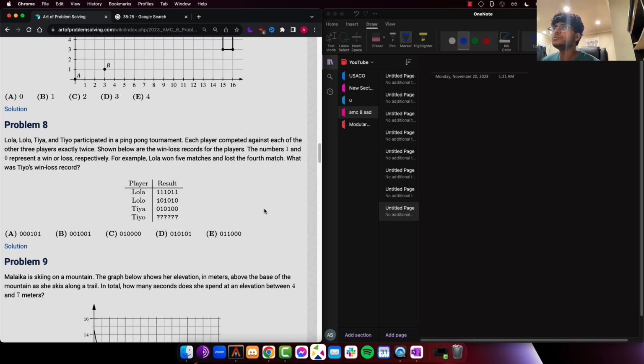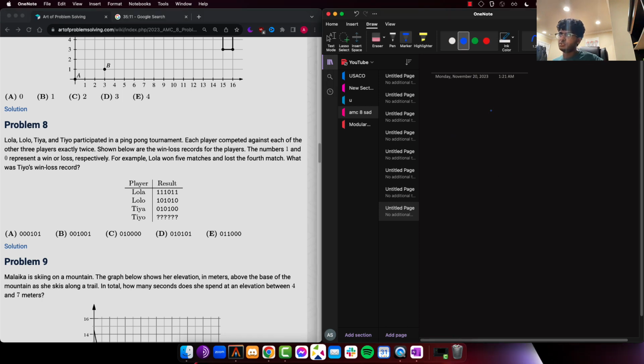Each player competed against each of the other 3 players exactly twice. So you just find the missing one in each one, right? So zero, zero, zero, one, zero, zero, zero, one, zero, one. Let's see.